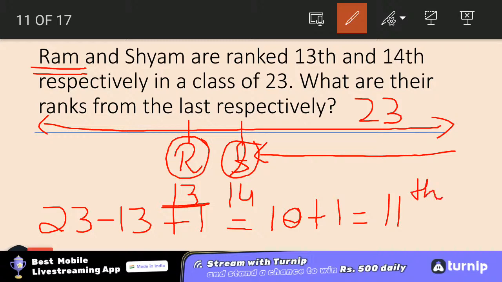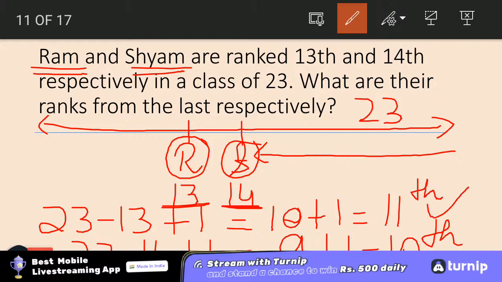Now if I talk about Sham, Sham was 14th from the starting. The same process, the total strength remains the same: 23 minus 14 plus 1. What is 23 minus 14? That is 9. And 9 plus 1 is 10th. So the respective positions from last of Ram and Sham were 11th and 10th. In the MCQs you might get 10th and 11th as an option, or 11th and 10th. So you need to be particular.